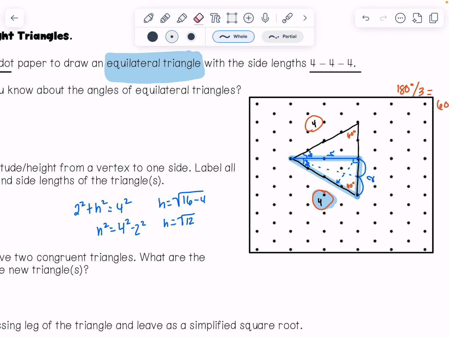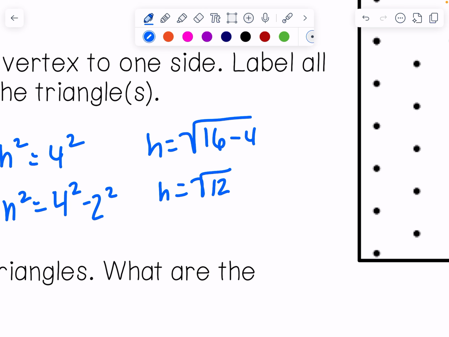Now, I know that that's not a perfect square, so I've got to figure out, can I simplify this? Once again, my perfect squares are 1, 4, 9, and 16. Once I get to 16, I'm too big. I know 9 doesn't go into it, but you know what? 4 does go into 12.